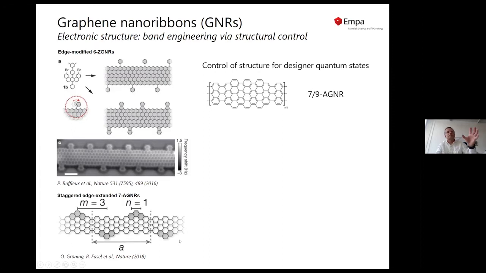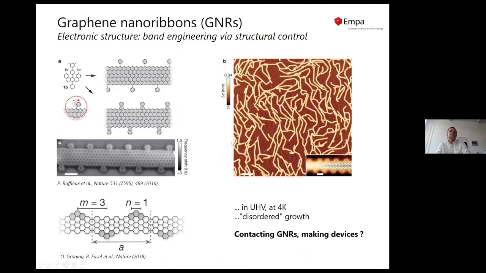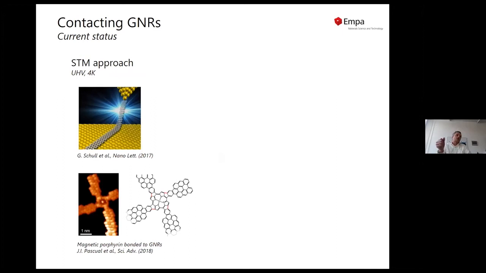Now, in some cases, if you look at how these systems grow, they appear like this in UHV in the STM. And so you start to see the difficulty here: how can I contact that object? It's not so easy to go and pick it up. And obviously the STM is one possibility to do that. One can come, like shown here in the group of Guillaume Schull, with the tip and contact it, or Nacho Pascual has beautiful measurements on this type of system. But then we end up back in conditions that are okay for UHV, low temperatures, and very sequential. So the integration in a device is not so easy.